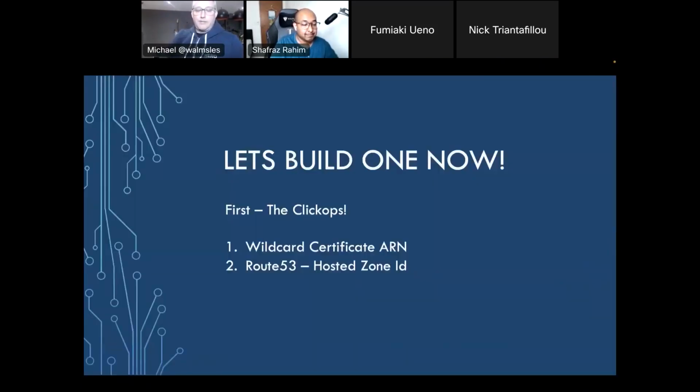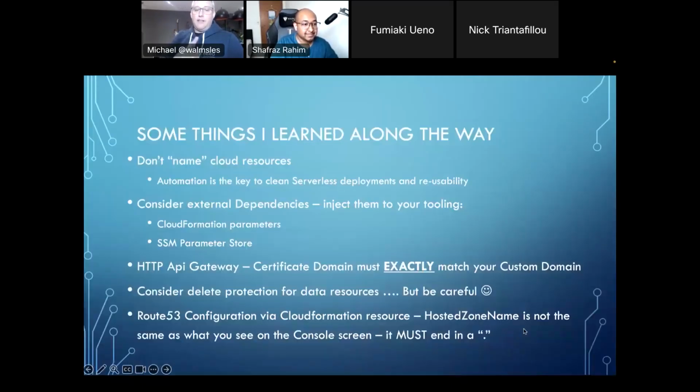Yeah, let's build it. First, the ClickOps. We did that. I should have gone to my slide. Should have practiced that better. Wildcard certificate ARN, Route 53. They're the two things you need to know.